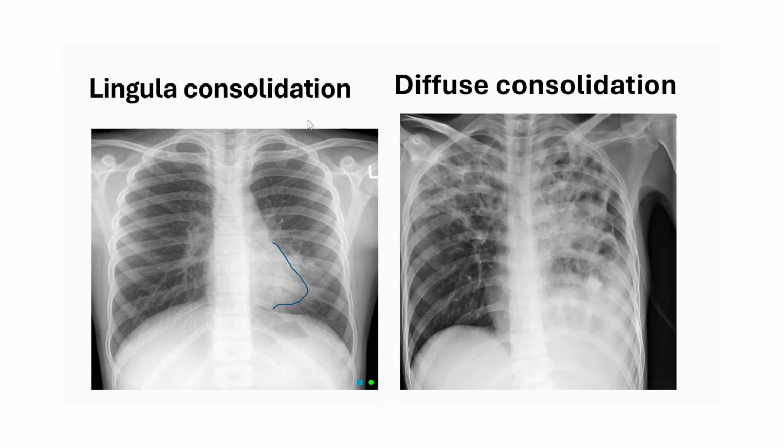Now the lingular consolidation. It shows a similar silhouette sign to the middle lobe consolidation on the right side. So this is the cardiac outline, and this is the consolidated part causing obscuration of the left heart border, and this is the lingular consolidated part. So this is the lingular consolidation.